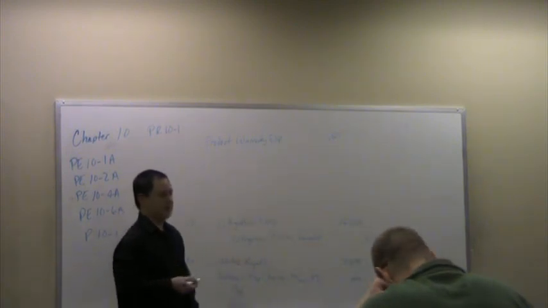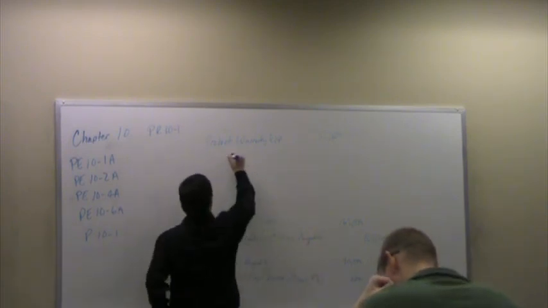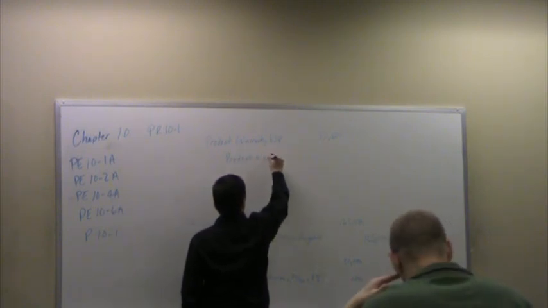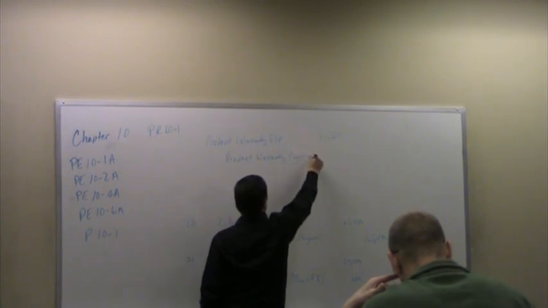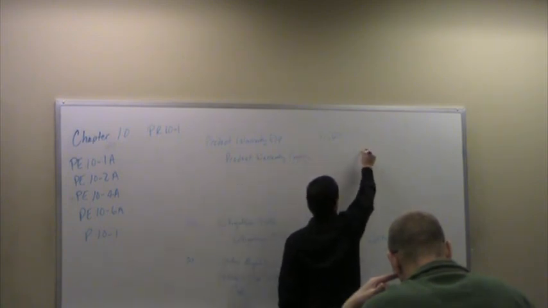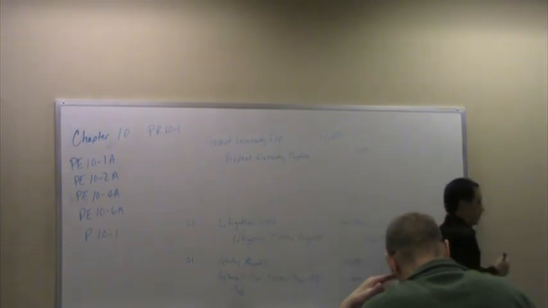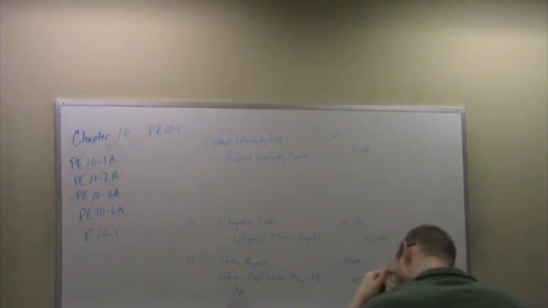What do we owe? Because we're not paying cash out for it right away, it's going to be product warranty payable. That's all. Yeah, that's 32,500. All right, questions on that one?